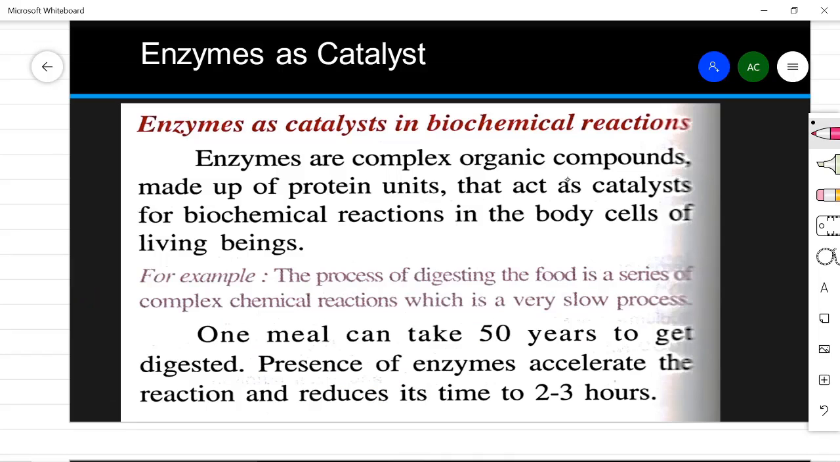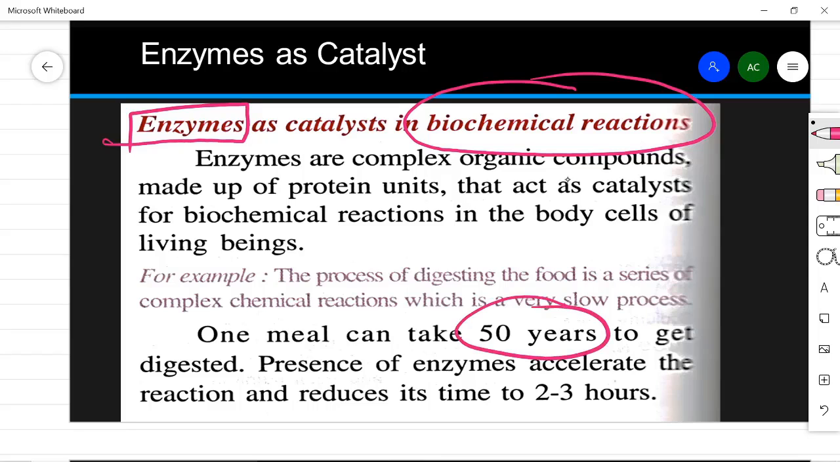Some examples of catalyst are inside our body, that is, inside our body the chemical reactions which take place are known as biochemical reactions. So in our body the catalysts which are present are known as enzymes. So enzymes are nothing but the catalyst present in the body. And what are the functions of these enzymes? For example, whatever food you are eating, it might take 50 years to get digested, okay, but it is digested in just 2-3 hours because of the presence of these enzymes, because they accelerate or speed up the reaction, that is digestion here.